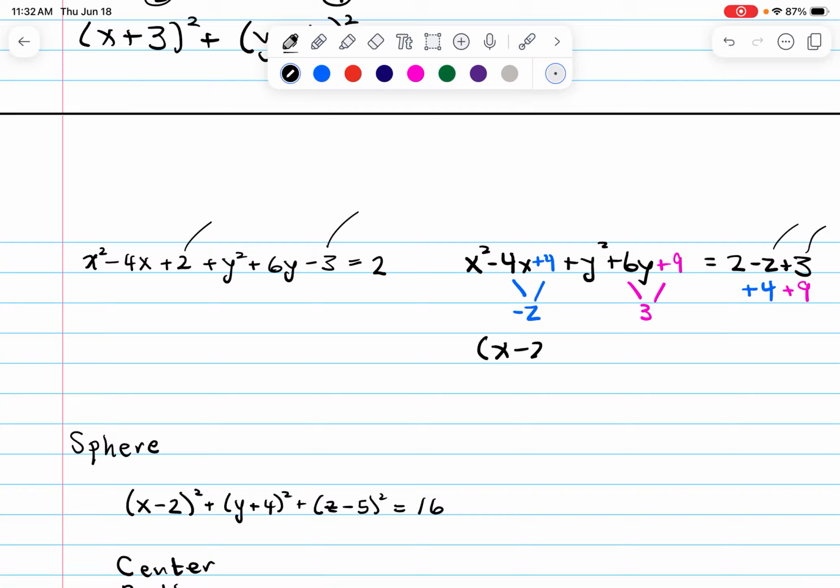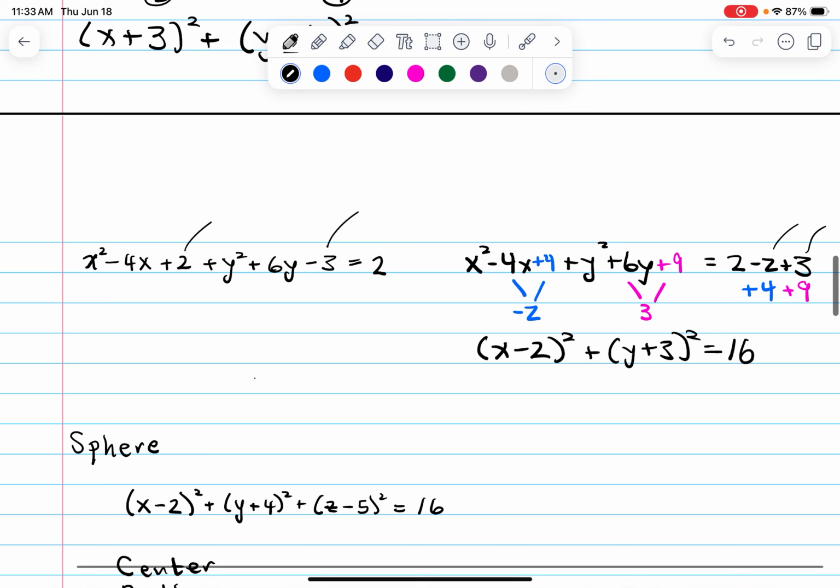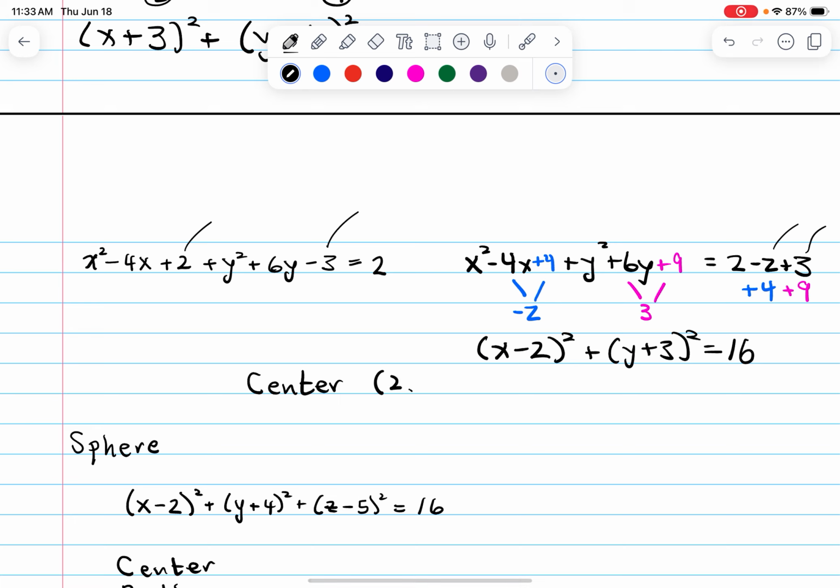I've got x minus 2 squared plus y plus 3 squared equals, let's see what this is. This is going to be 9 and 4, that's 13, 14, 15, 16. There we go. Okay, now we have the center, which is going to be 2, negative 3, and the radius, which is going to be 4. And there you have your circle. A circle that's centered at 2, negative 3, and a radius of 4.